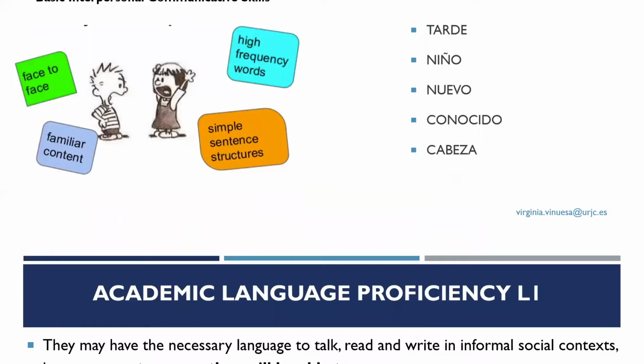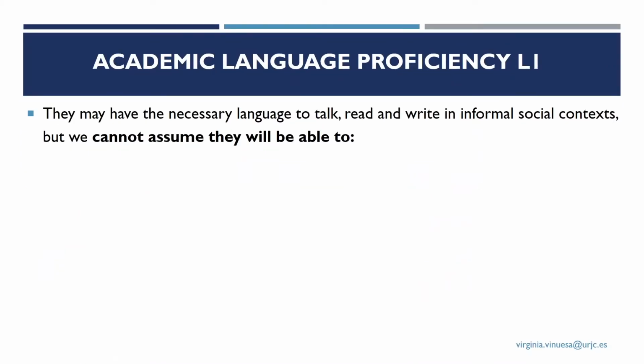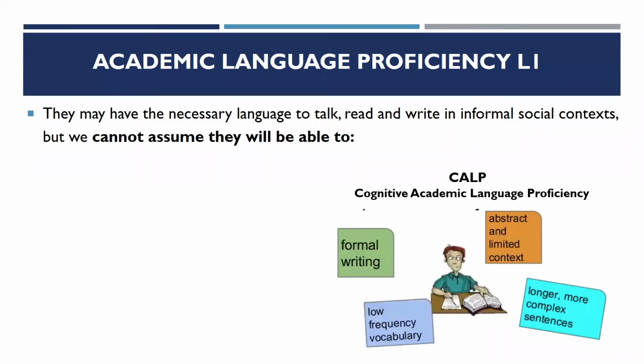But sometimes something we forget, and that is what I was telling you at the beginning, we take for granted that they are able to do many other things in their mother tongue. And perhaps they cannot do that. For example, we cannot assume that they have all the academic language they need in order to access the content in Spanish. Perhaps they are not able to write in a formal way. Perhaps they are not able to understand many abstract concepts in their mother tongue. Perhaps they are not able to write very long or complex sentences. Or perhaps they don't know a lot of low frequency vocabulary.